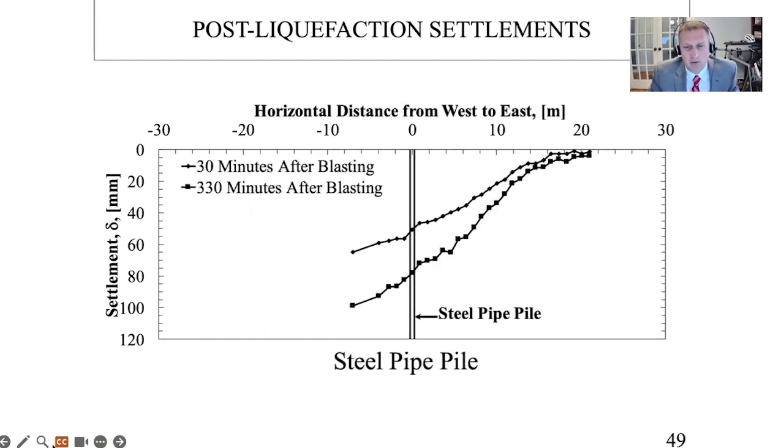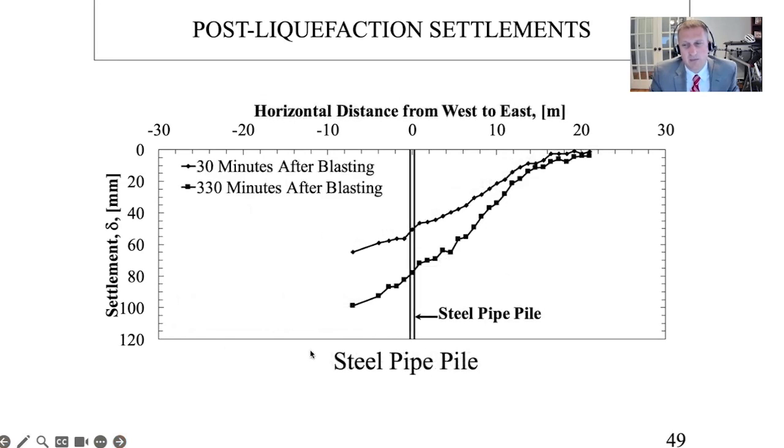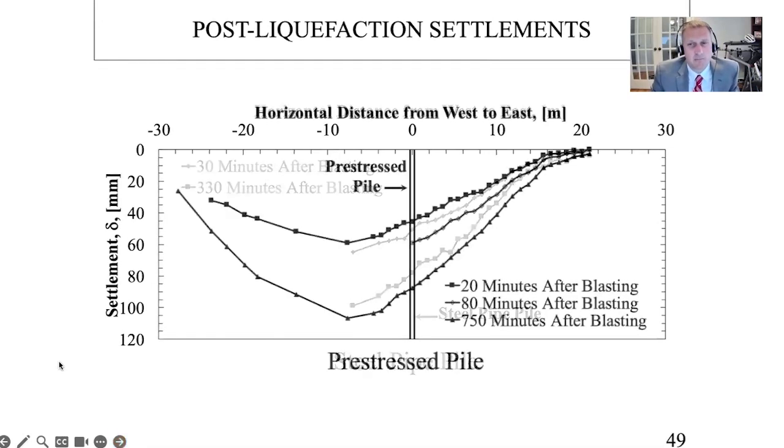So that was for the, sorry, let me go back one slide. This is for the H pile, and looking at the pipe pile, we do see settlement change between 30 and 330 minutes. And so this is leading to downdrag. The amount of settlement would lead to some drag load that develops within the pile. And then here's the pre-stressed concrete pile at different times, so 20, 80, and 750 minutes after the blast.